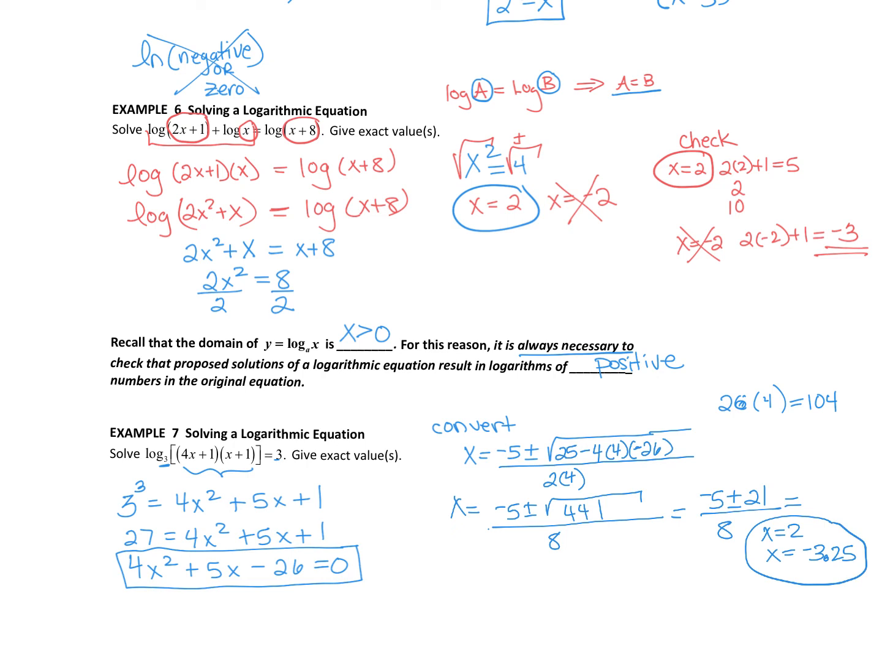We're not done. These are potential answers. We still need to check these. So when I check them, I need to make sure that this product is positive. So let's go ahead and check. If x is 2 and I plug that in, I get 8 plus 1, which is 9, and 2 plus 1, which is 3. So that should work. If I check negative 3.25, I get 27 as well, and that checks. So here's a situation where both of our answers, even though one of them is negative, does work in the original equation.